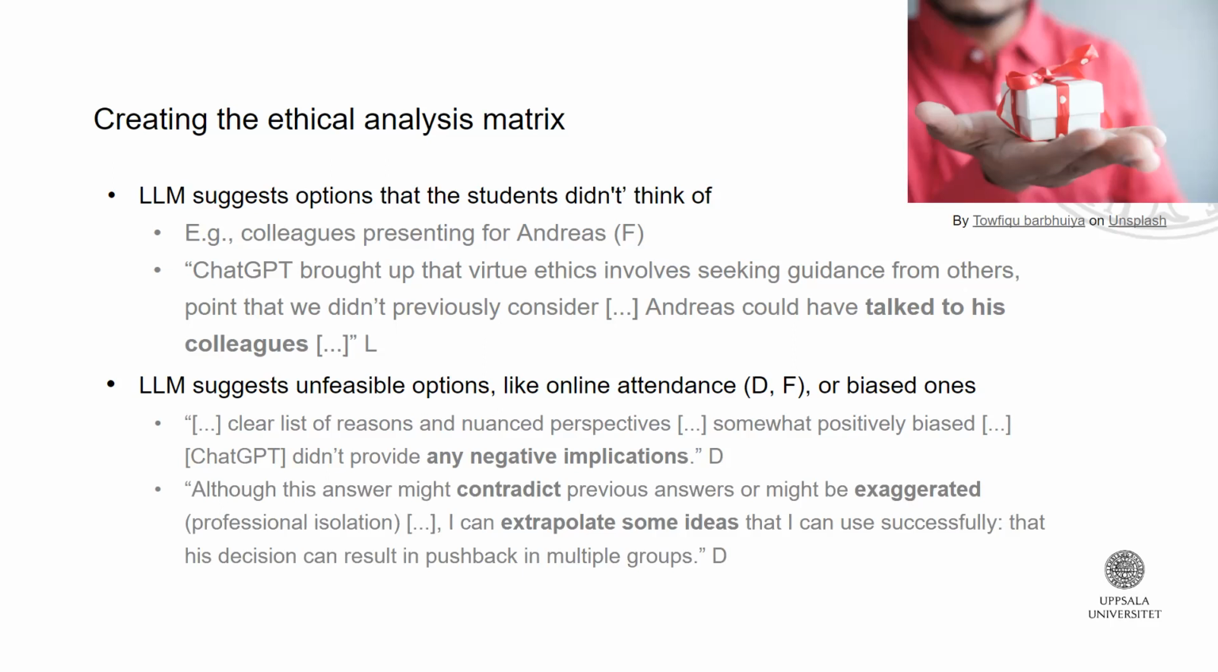Then they saw that some answers contradict previous answers or might be exaggerated. And I love this example. They asked what happens if Andreas withdraws his paper. And then ChatGPT said he will be forever isolated professionally because no conference organizer would ever invite him again. Like, don't do that. And then the students realized this is probably a bit exaggerated. But I can extrapolate some ideas from here. I can see that there will be some pushback from certain groups. They just need to figure out what exactly, not this answer.